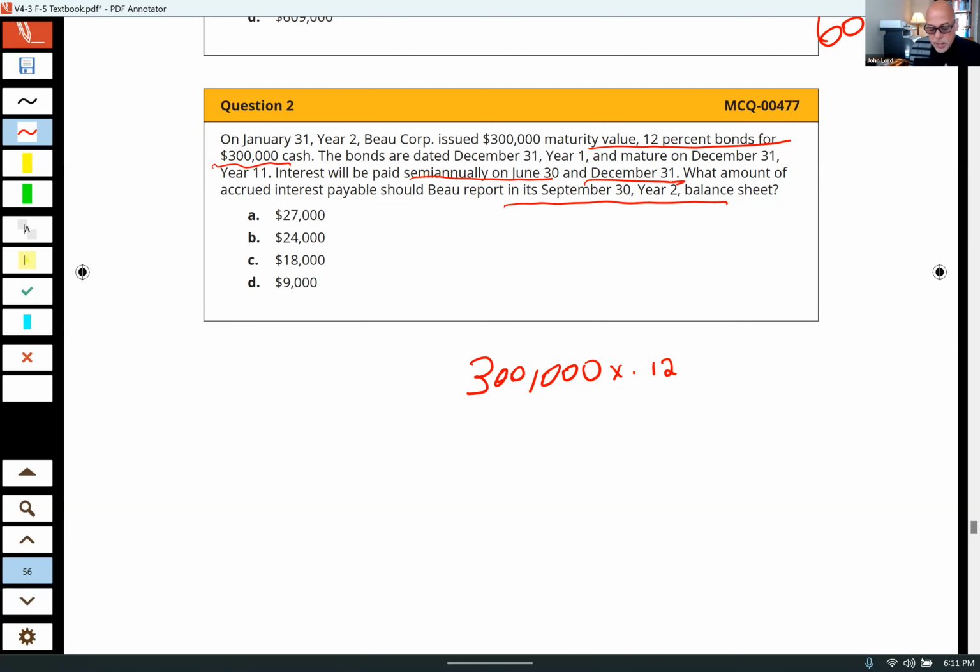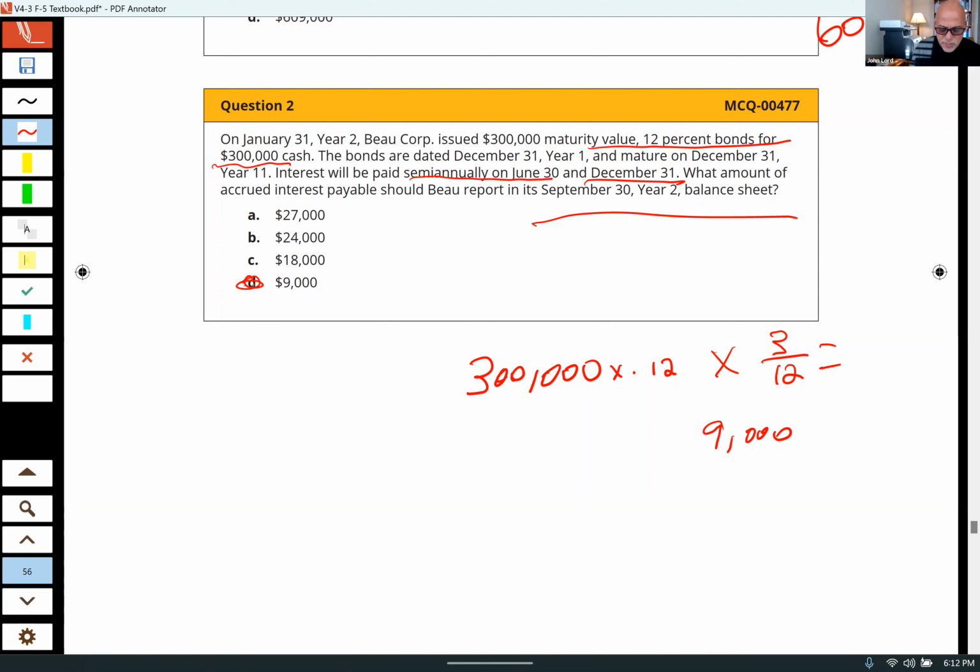So this bond paid interest on June 30th. It's going to pay interest again on December 31st, but they want to know what it should be on their September 30th balance sheet. That means the bond sat there for all of July, all of August, all of September, for 3 months. So you multiply that times 3/12. That gives you the correct answer here, the 9,000.